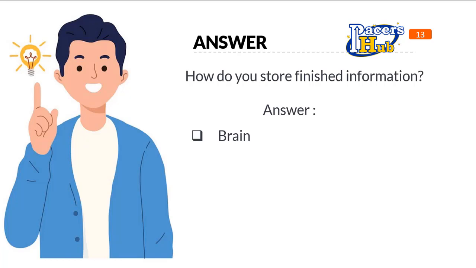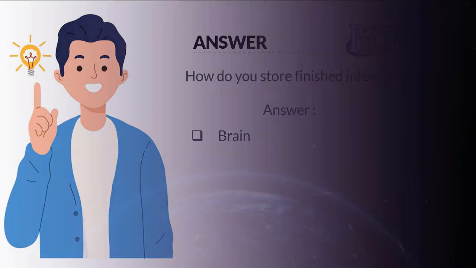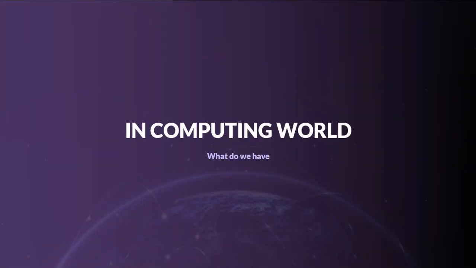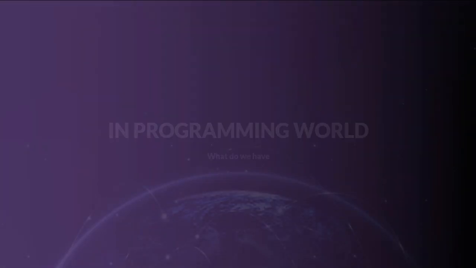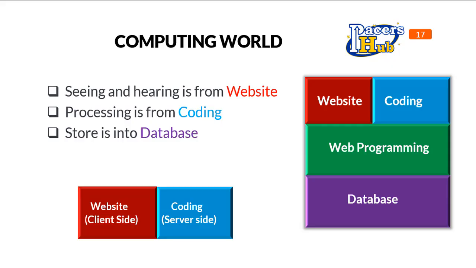How do we get data? How do we process the data? How do we store the data? They are the 3 important questions, and those questions are the fundamentals of what we are doing. Now, in the computer world, we know it as the way a computer handles things: FIFO, first in, first out, and LIFO, last in, first out. Those are computer processes.